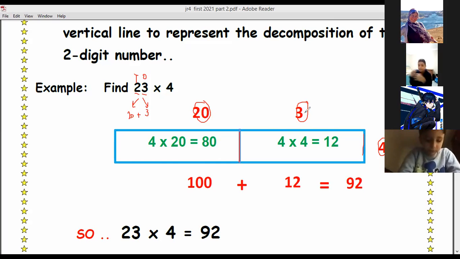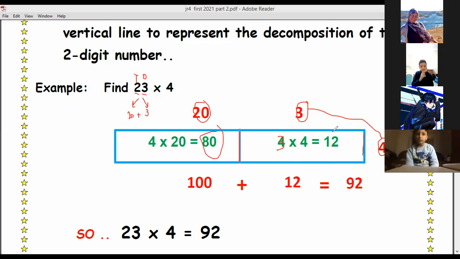Okay, so now we're going to take 3 and 4 together. So 3 times 4 and 20 times 4. Here 3 times 4 equals 12. And now we're going to multiply this 4 in the width times 20. So 4 times 20 equals 80. So now we're going to add this 80 plus 12. So the answer will be 92.